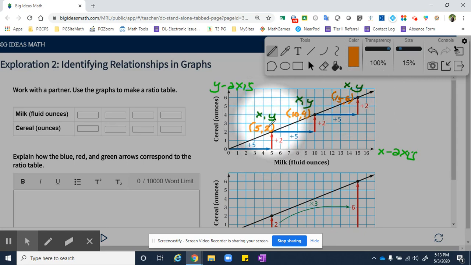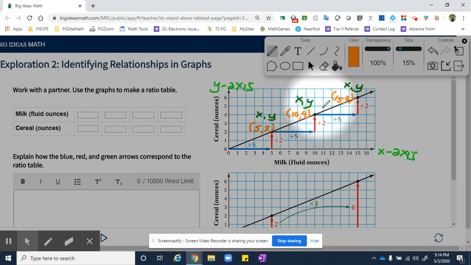Now these points represent quantities, okay? So when x is 5, that means for 5 fluid ounces of milk on your x-axis, you will have 2 ounces of cereal. And for the second point, the x is 10, that means for 10 ounces of milk, you'll have 4 ounces of cereal. And the last point is for 15 fluid ounces of milk, you'll have 6 ounces of cereal.